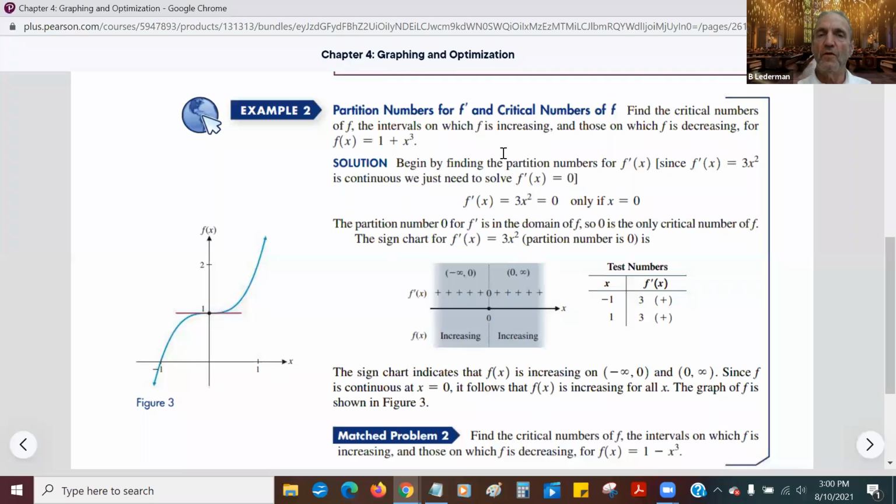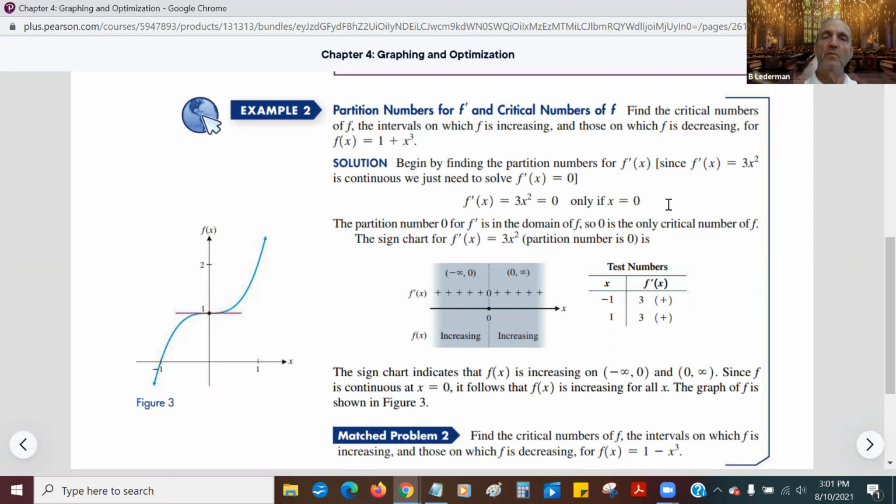The first thing we're going to do is find the partition numbers for f prime. So f prime is equal to 3x squared, and that's continuous. So we just need to solve f prime equals 0. 3x squared equals 0, which means x equals 0. That's the only way that could ever happen. The only way 3x squared is going to equal 0 is if x itself equals 0. So x equals 0 is the partition number.